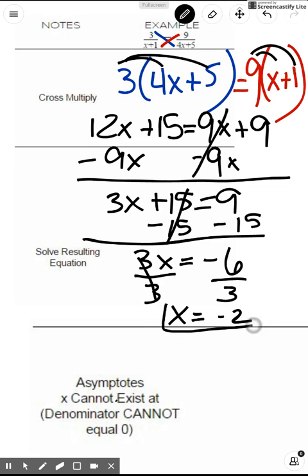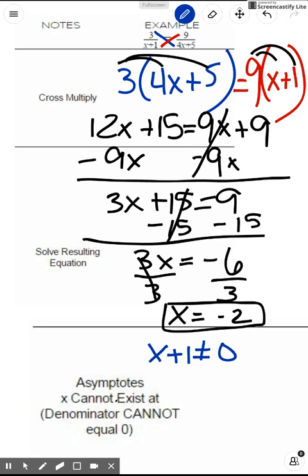Like our other problems, we have to check to see if it's extraneous. With this one, the only time it's going to be extraneous is when the denominator is equal to 0, or where the asymptotes are. Remember, we can never divide by 0. That's why we have to set each of the denominators equal to 0, and those are the places that this cannot exist.